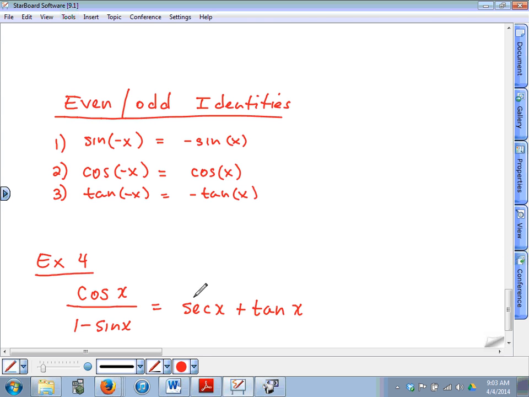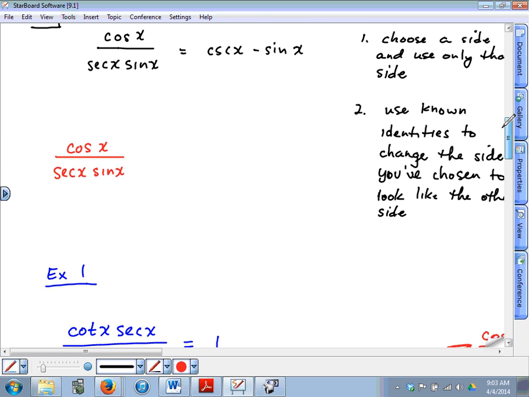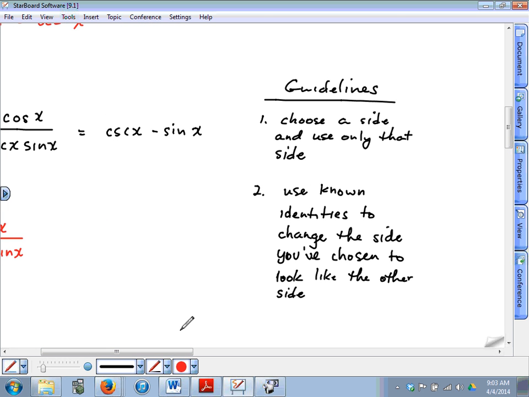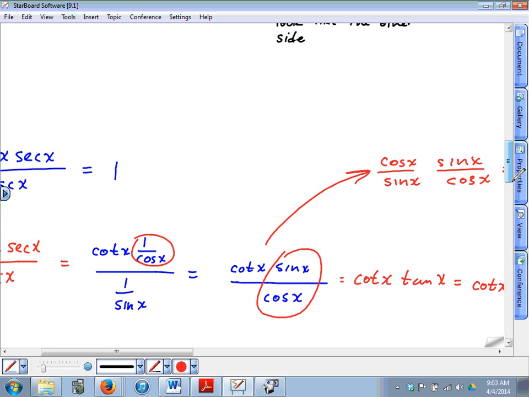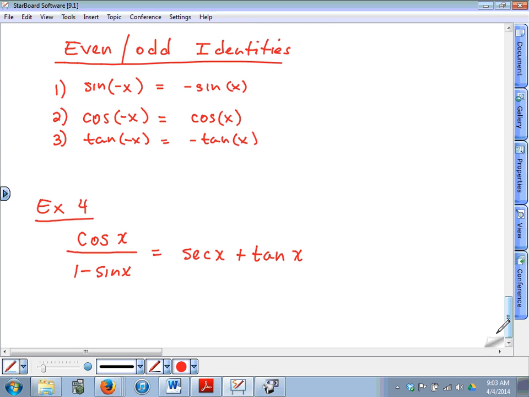Well, there's certain types of identities where you do something a little bit different that we haven't done yet. Look back up in your notes at the guidelines. I gave you 2. Choose a side, use only that side, use known identities to change that side to look like the other side. You're going to use those 2 guidelines 90% of the time. Okay? For something like this, it helps if you do something a little bit different. Let's focus on the left side here.